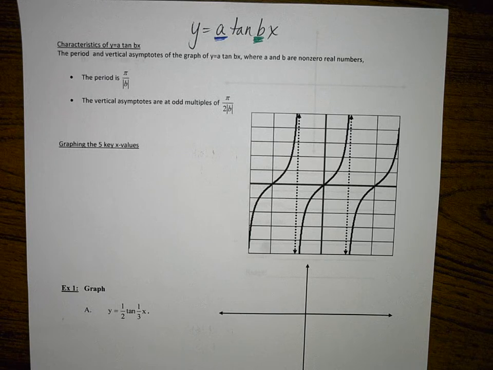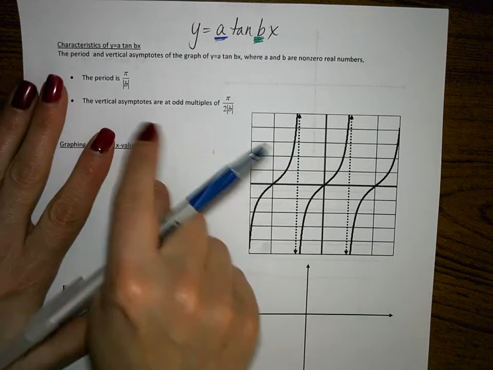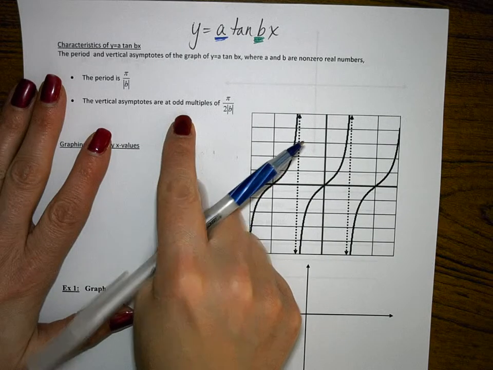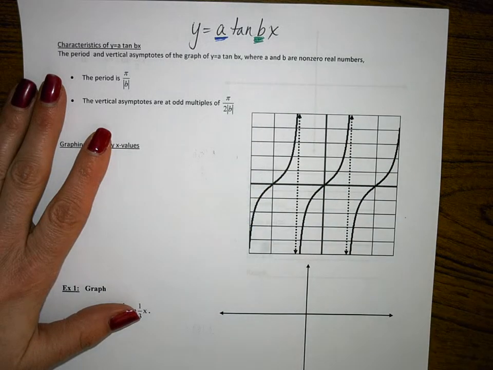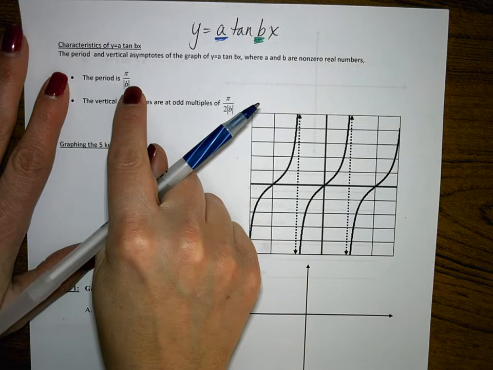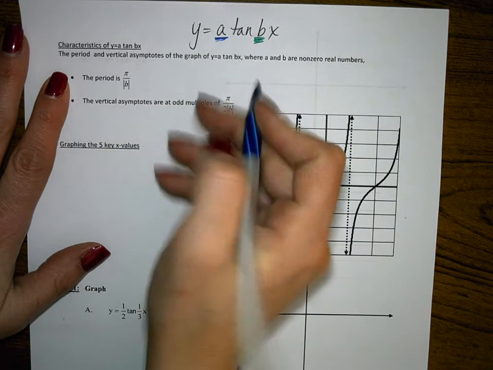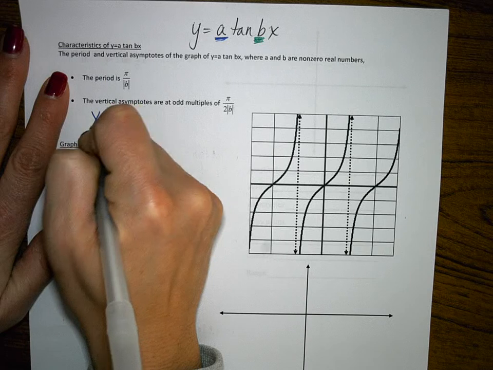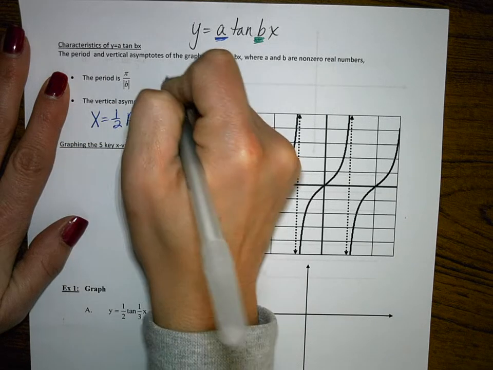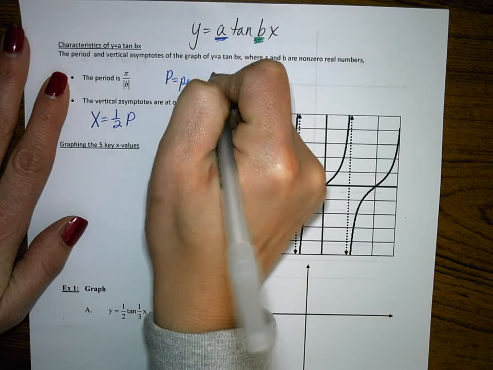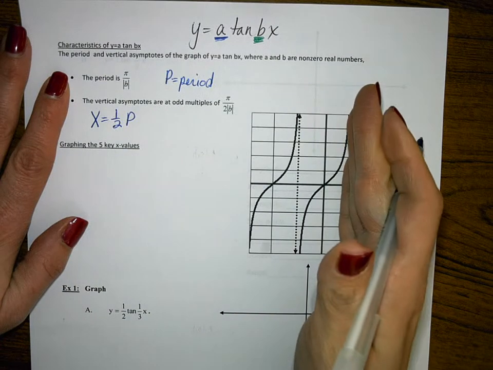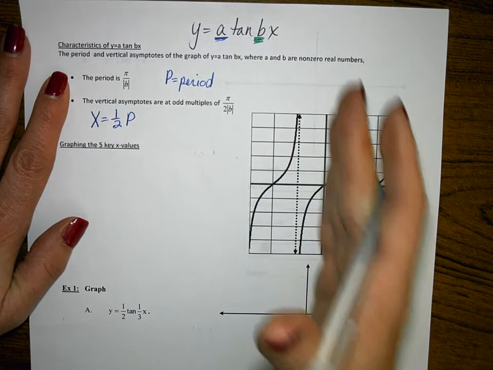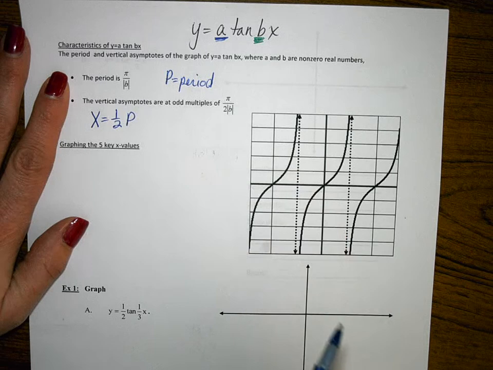All right, so what that means, what I'm looking at then, my vertical asymptotes are actually at odd multiples because they continue to repeat and repeat. But if my period is pi over absolute value of B, that means that my vertical asymptotes are at x is equal to a half of the period. I'm going to say P is the period. Because I go to the right a half of the period to get to that vertical asymptote, and I go to the left a half of the period to get to that vertical asymptote.